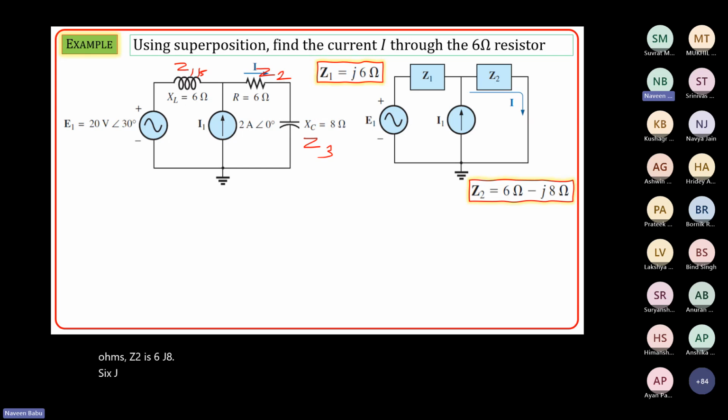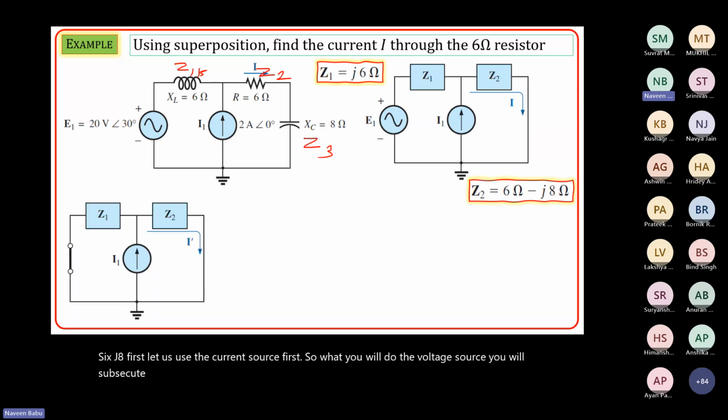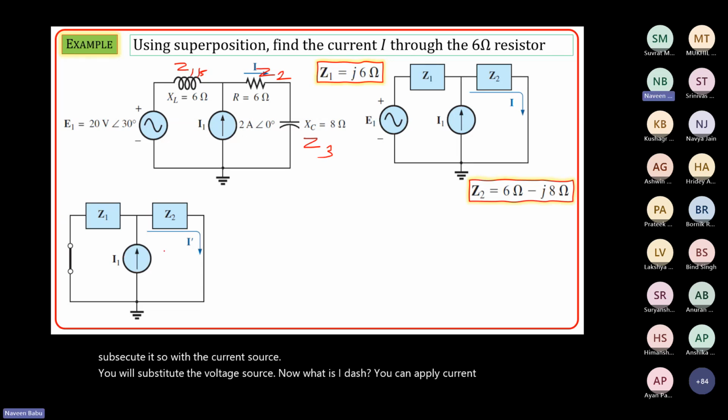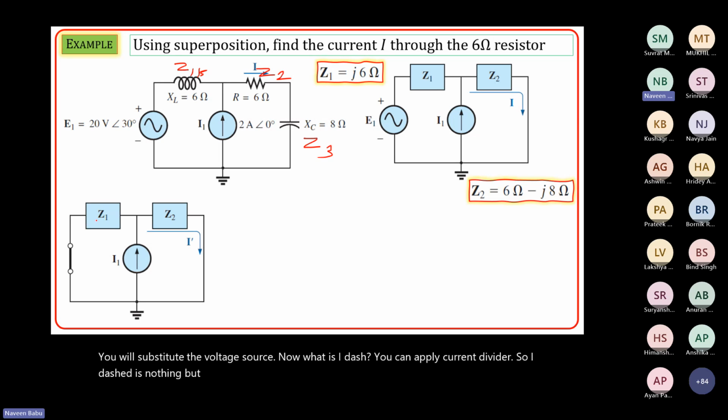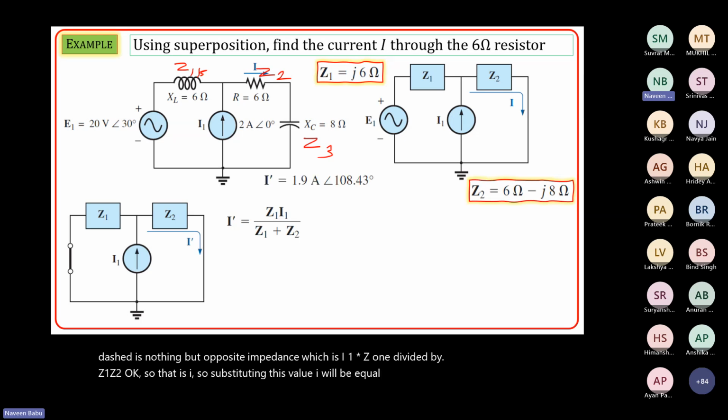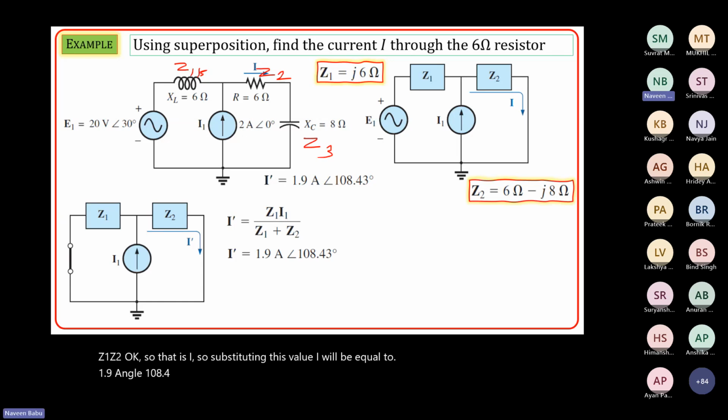First, let us use the current source. The voltage source, you will short circuit it. Now what is I dash? You can apply current divider rule. I dash is I1 multiplied by opposite impedance Z1 divided by Z1 plus Z2. Substituting this value, I dash will be equal to 1.9 angle 108.43.